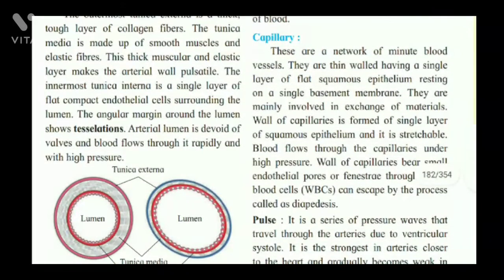Capillary. These are a network of minute blood vessels. They are thin-walled, having a single layer of flat squamous epithelium resting on a single basement membrane. They are mainly involved in exchange of materials. Wall of capillaries is formed of a single layer of squamous epithelium and it is stretchable. Blood flows through the capillary under high pressure.